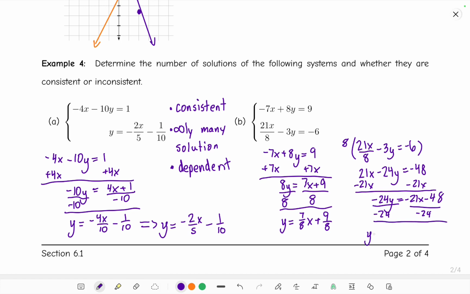We get y equals, well, negative 21 over negative 24 is 21 over 24 x. And then 48 over 24 is 2, so plus 2. Now the 21 over 24 can be reduced by 3, so we get y equals 7/8 x plus 2. So now these two equations have the same slope, but different y-intercepts. So that means there's no solution. So this one will be inconsistent.